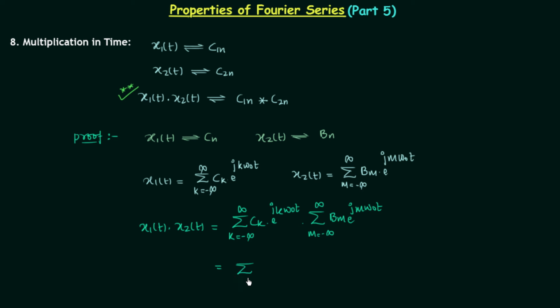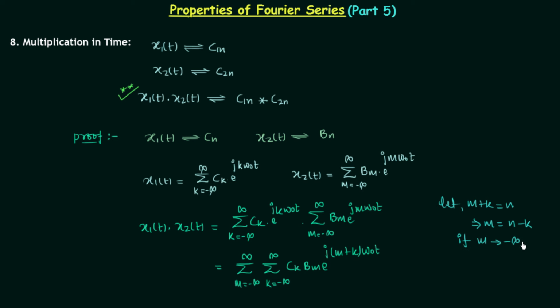Or we can write summation m equal to minus infinity to infinity, summation k equal to minus infinity to infinity, ck bm e power j (m plus k) omega naught t. We have added the powers in the exponential, and now we will assume that m plus k is equal to n. This implies m is equal to n minus k. And if m is tending to minus infinity, it is very clear that n will also tend to minus infinity. Similarly, if m is tending to infinity, n will also tend to infinity.